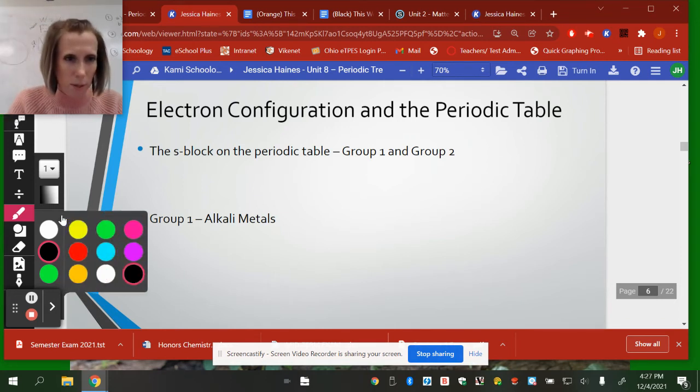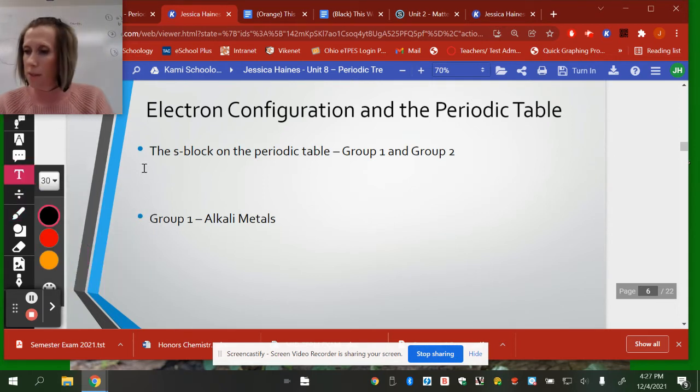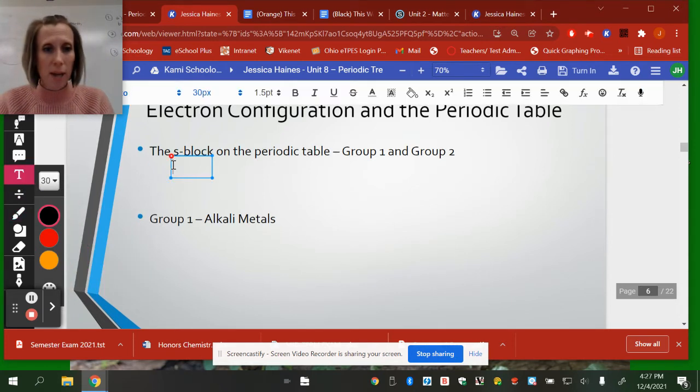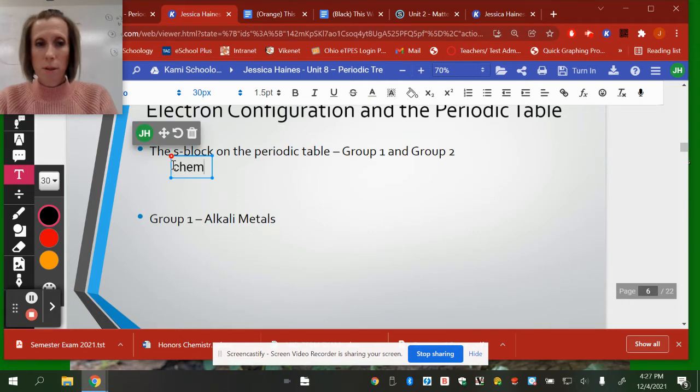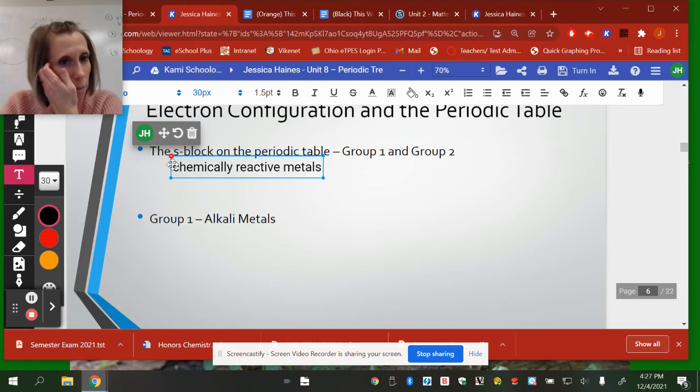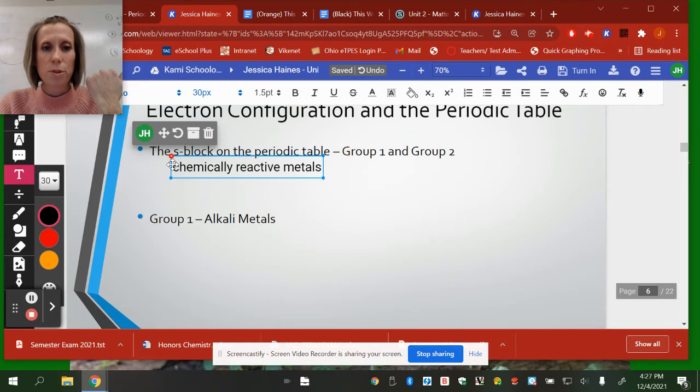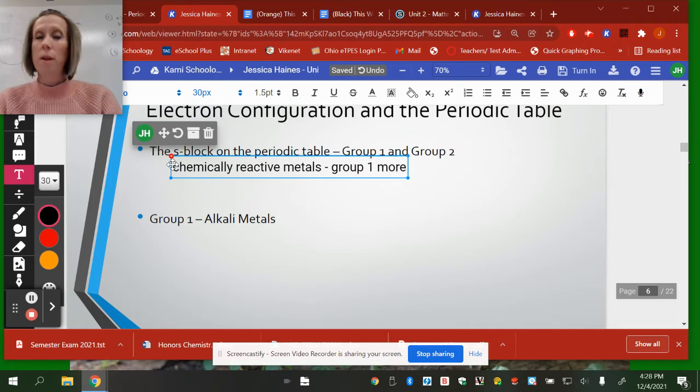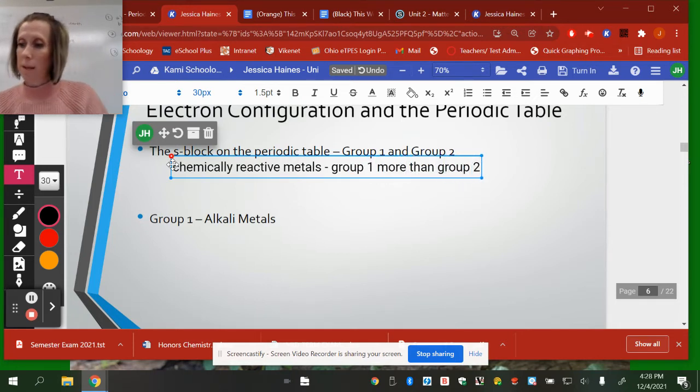These are chemically reactive metals. So the first 2 groups on the periodic table, the alkali metals is the first group, and the alkaline earth metals is the second group. They're super reactive. One more than the other, actually. Group 1 more than group 2, a little bit anyway.